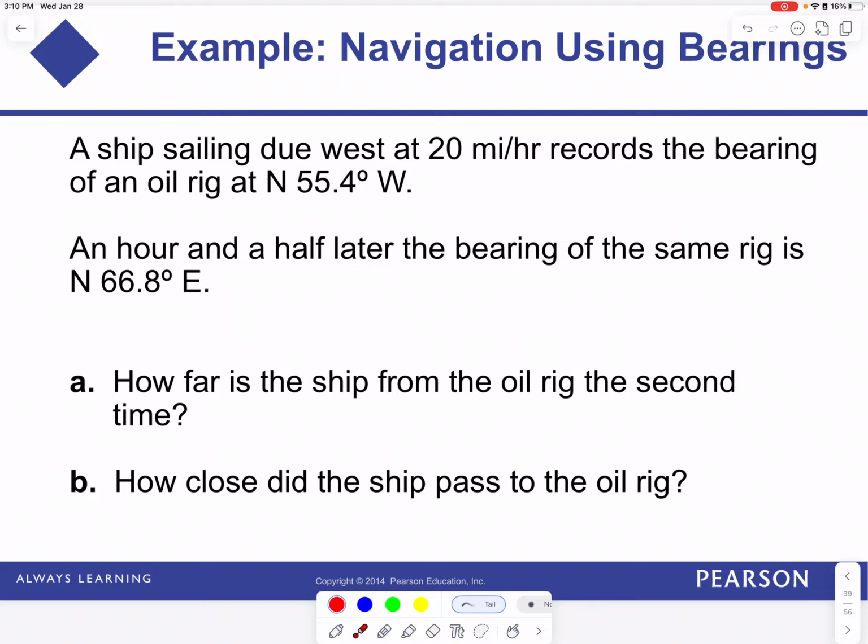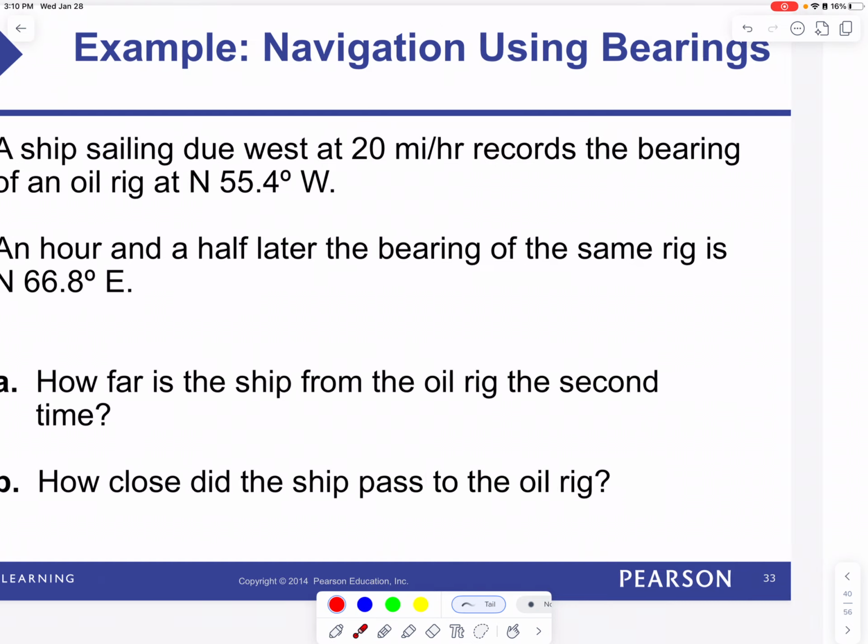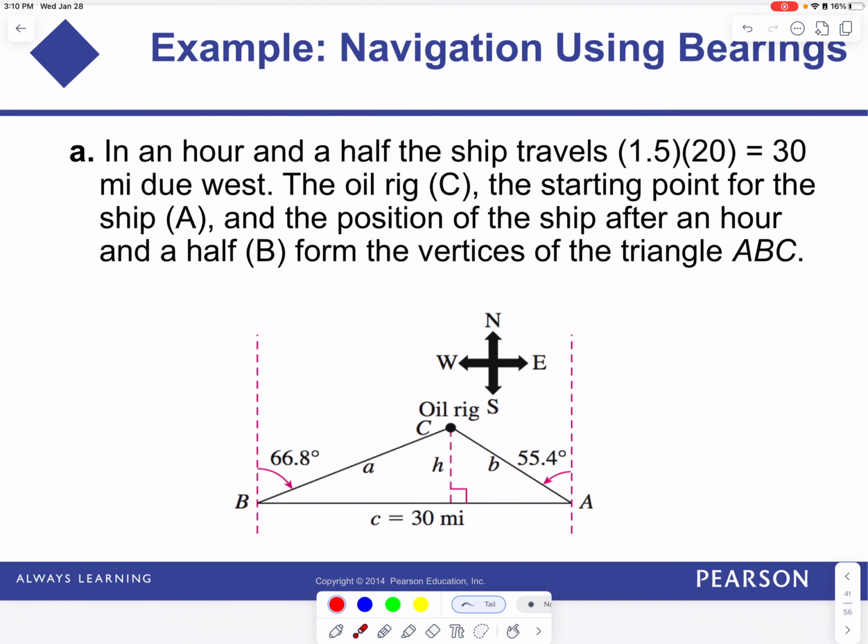So how far is the ship from the oil rig? If we're traveling at 20 miles per hour, and we travel for 1.5 hours, you can get the distance from there, right? 30 miles for that baseline. Then we can use the law of sines and triangles to calculate everything. How close did the ship pass? Okay. We don't have our image.